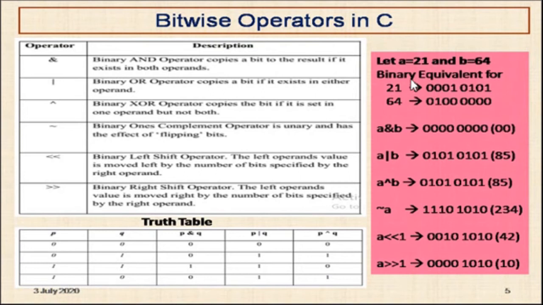So let us assume A is equal to 21 and B is equal to 64. As we know, bitwise operators will perform the operation bitwise. So it will first take the binary form of the given numbers. For 21, this is the binary form; for 64, this is the binary form. Okay, A and B. Now it will perform the binary AND operation bitwise.